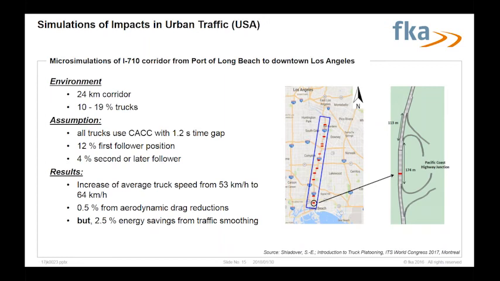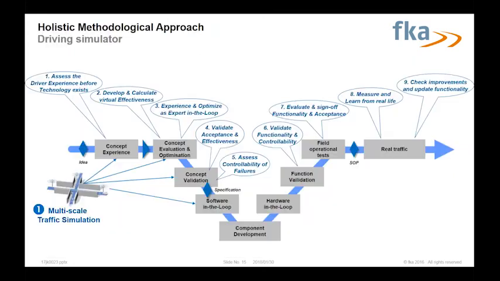the aerodynamic drag reduction was only 0.5%. This is not a lot, but the energy saving from traffic smoothing was 2.5%. So it's still a really good benefit, and we could also increase the average truck speed from 53 to 64 kph. So this again helps to identify where a platoon can be used and what is a good configuration of the platoon.